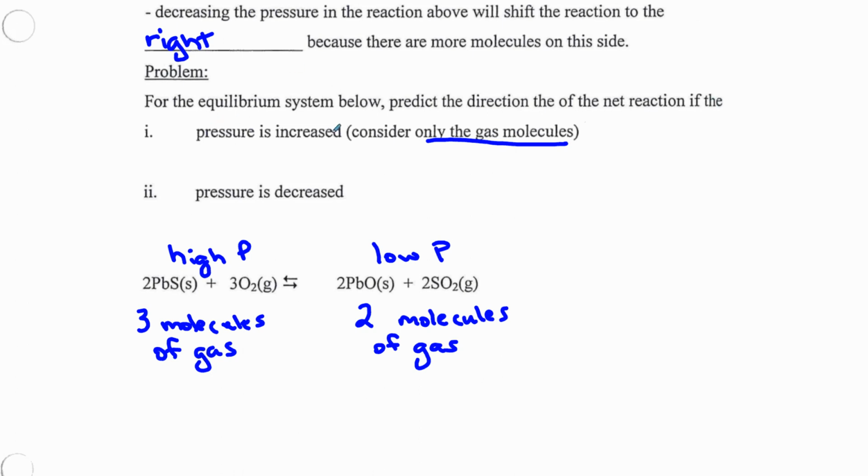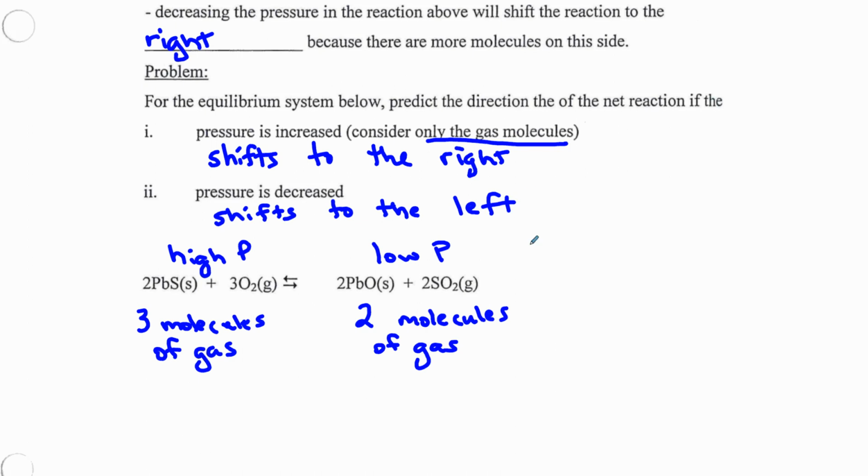Okay, so if we increase the pressure, we want to counteract that increase. So we want to shift towards the low pressure side. So we're going to shift to the right. Okay, if pressure is decreased, we want to counteract that decrease and shift toward the high pressure side. So it shifts to the left.